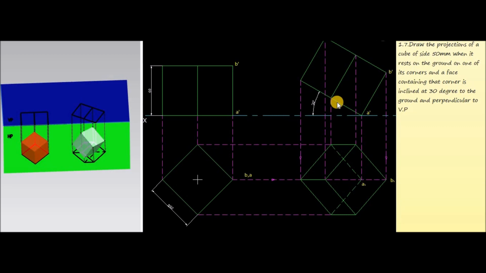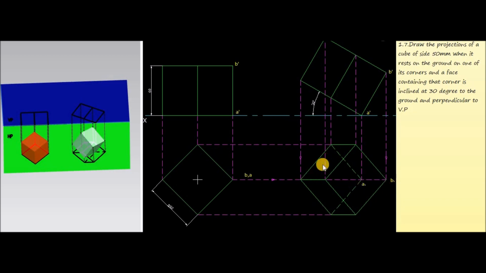Then for getting the top view of this final position, we have to project all these corners in the bottom direction, perpendicular to the XY line, represented by dotted lines. Then again, for getting the top view, we have to extend the top and bottom corners of the initial position in the rightward direction. Then mark all the corresponding joining points and join all those corners.